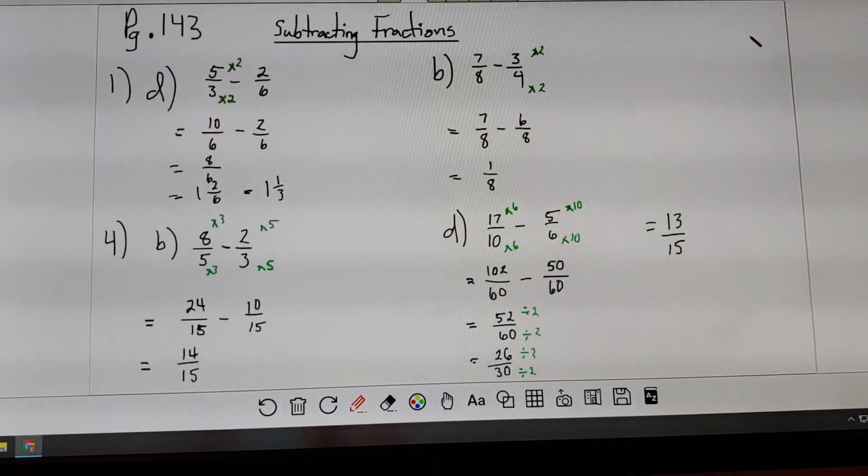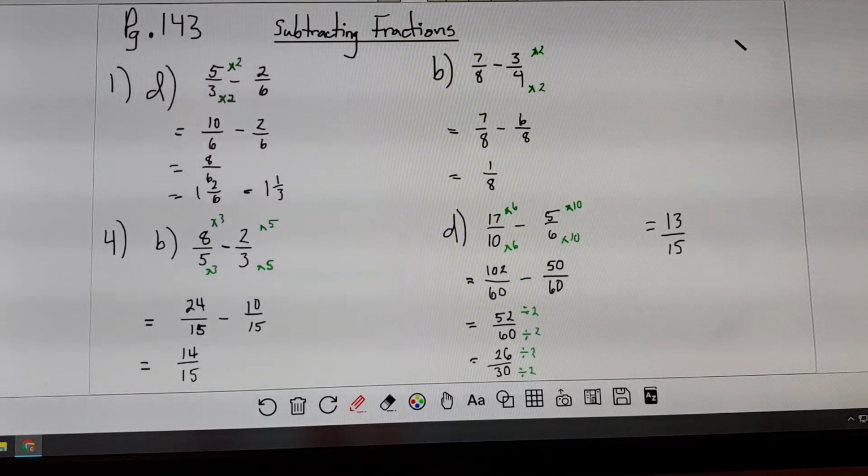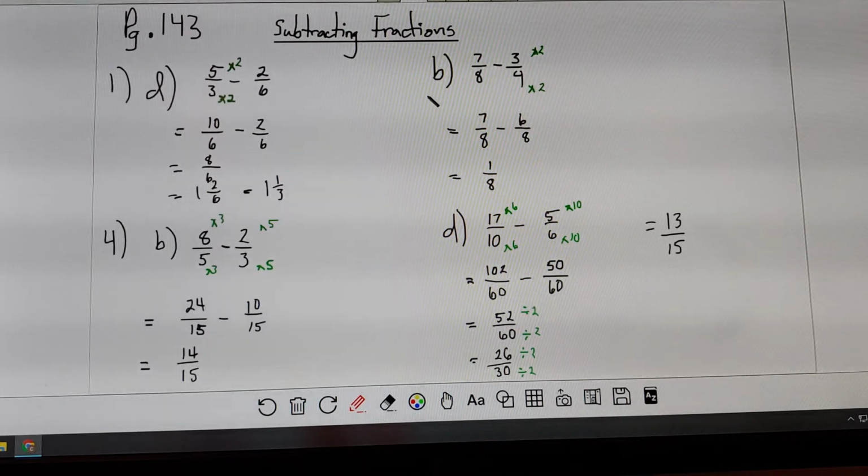Taking up the homework. I'm just going to do a small section from each question because I know that last one took 17 minutes and that's a long time. So, from number 1, I chose B and D.